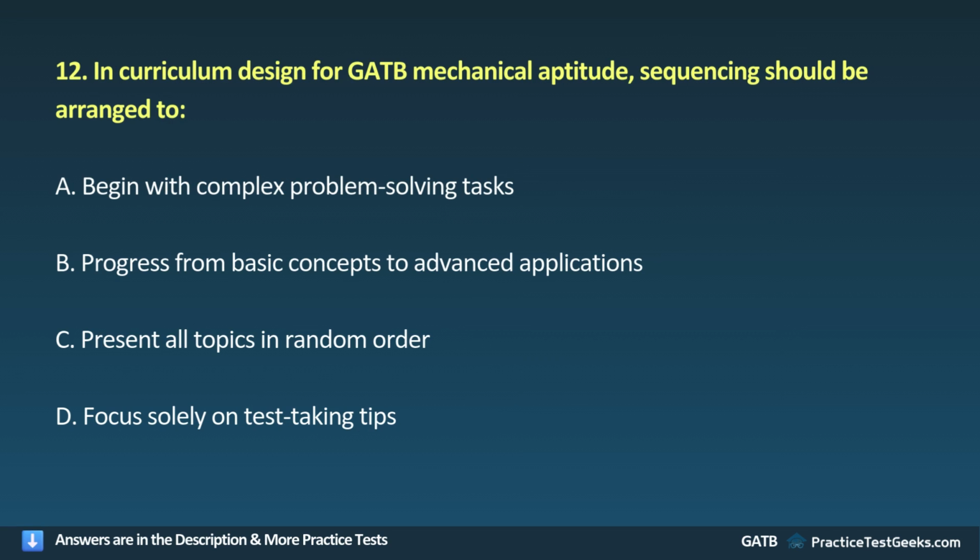12. In curriculum design for GATB mechanical aptitude, sequencing should be arranged to: A. Begin with complex problem-solving tasks. B. Progress from basic concepts to advanced applications. C. Present all topics in random order. D. Focus solely on test-taking tips.